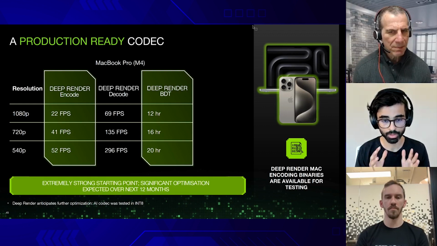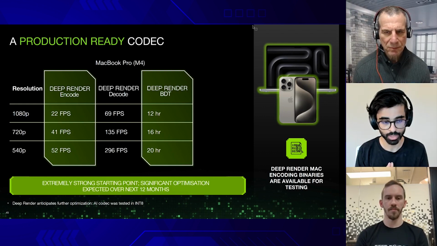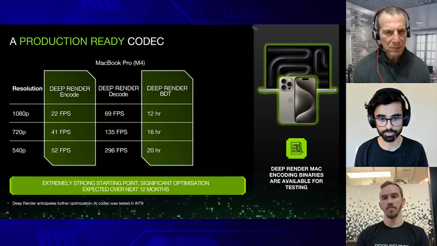A bit about the encode and decode speed of Deep Render's AI codec. We ran some tests on an M4 end-user device across several resolutions. As you can see, Deep Render on encode can provide roughly 22 FPS currently with our latest release. On decode, we can hit up to 70 FPS, which is very nice. So you can play your 1080p, 30 FPS streams.